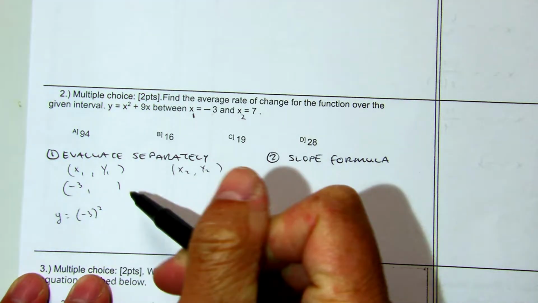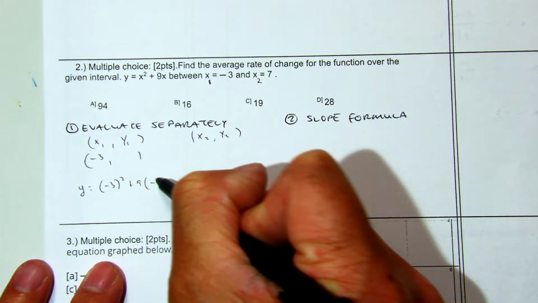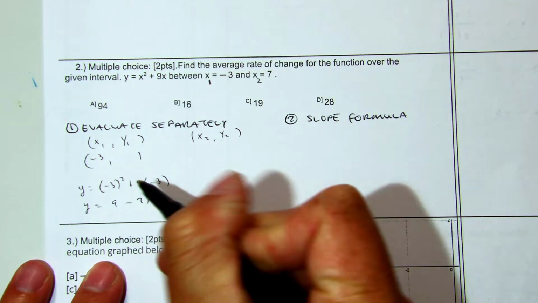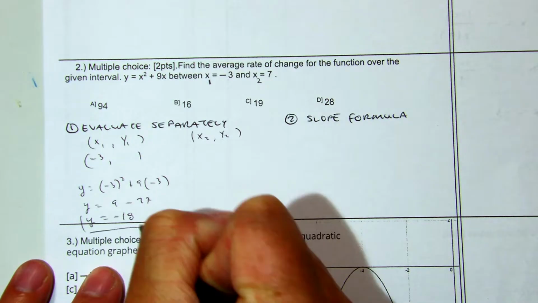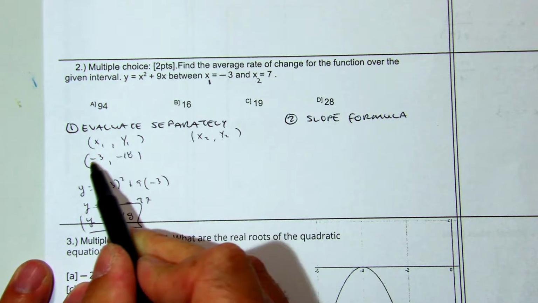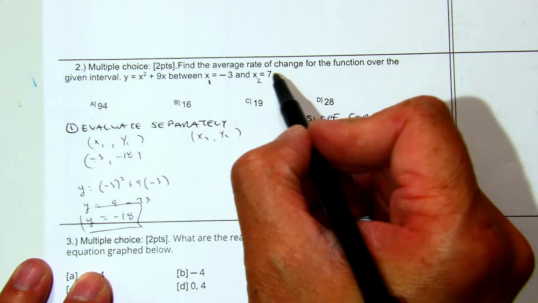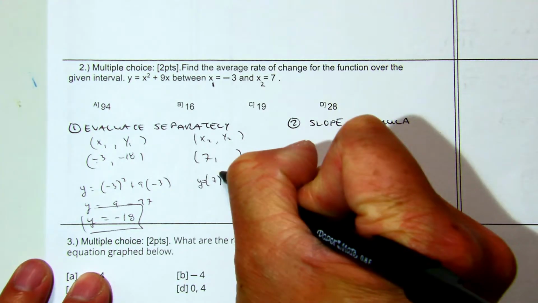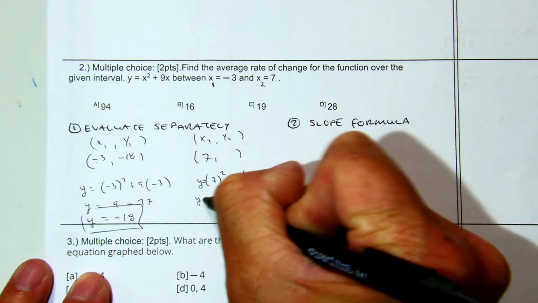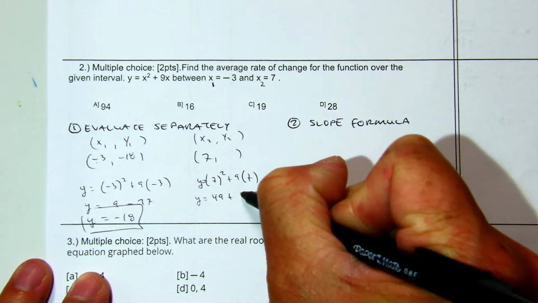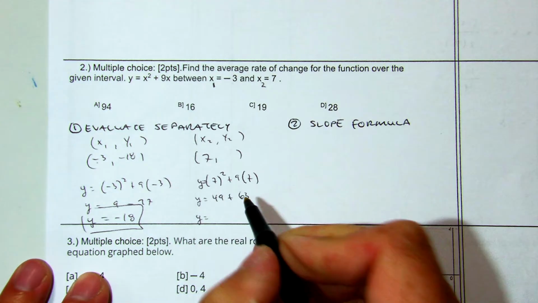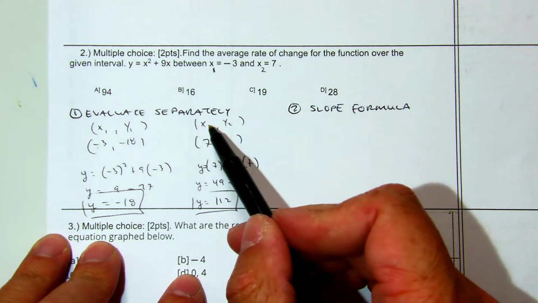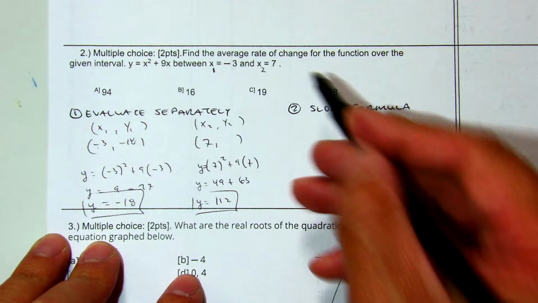-3 squared plus 9 times -3. So this will become +9 minus 27. This will give us -18. When I put in -3, I get -18. Let's do that for this one. 7 squared plus 9 times 7. So this will get me 49 plus 63, and this will get me 112. So when I put in an x value of 7 into the function, I get 112.